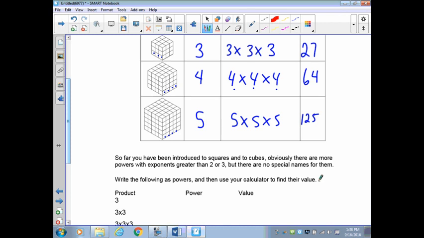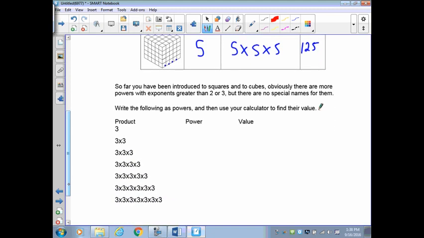So far, you've been introduced to squares and to cubes. Obviously, there are more powers with exponents greater than 2 or 3, but there's no special names for them. So what I'd like you to do is, using your calculator, see if you can fill out these rows. So for 3, the power is 3 to the power of 1. The exponent says there's a single 3 there. The value, when you calculate it, is a 3. The next one is 3 times 3. So as a power, there are 2 3's there, so the base is 3, and there are 2 of them. And of course, 3 times 3 is 9. I'd like you to finish off the rest of these, please.